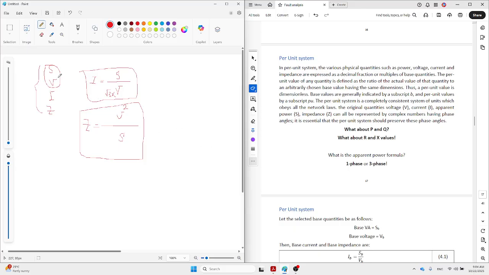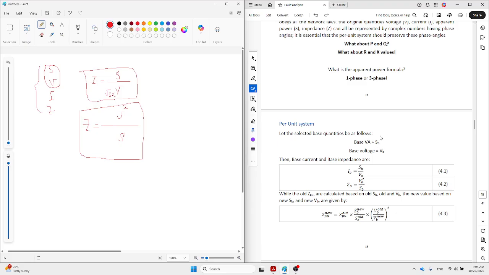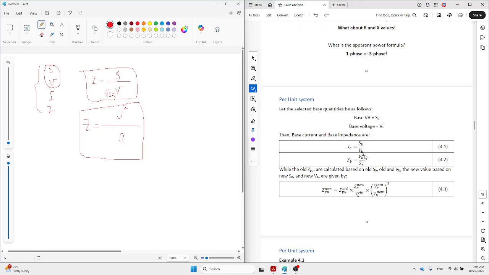Then for the base system, as I mentioned, we must choose two of these as a base. The other bases can also be found using these formulas. Assume we have S base selected, and V base, then the I base and the Z base can be calculated. The per unit system also helps you cover the problem of different sizing.